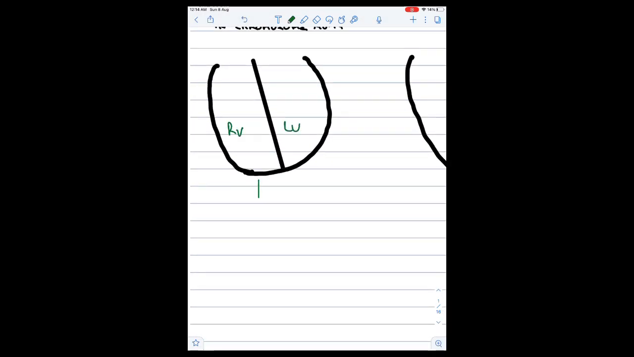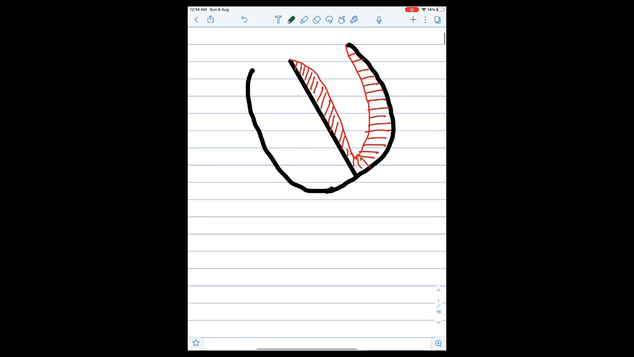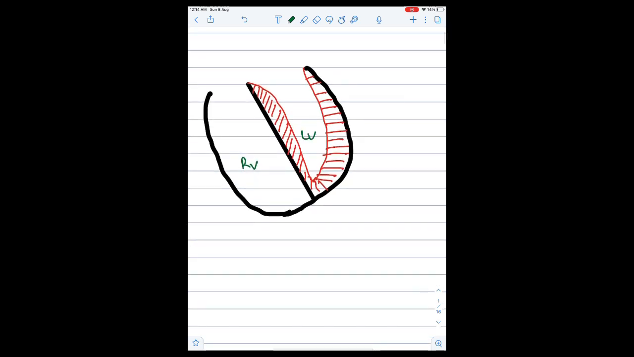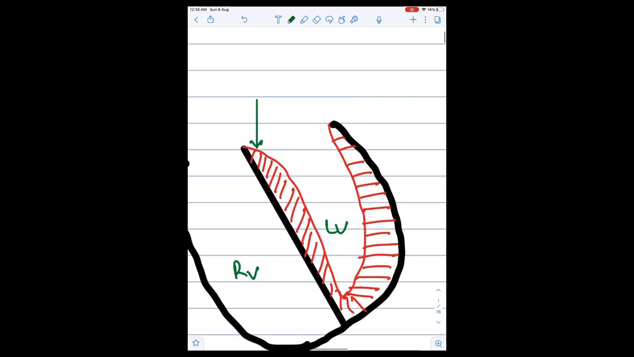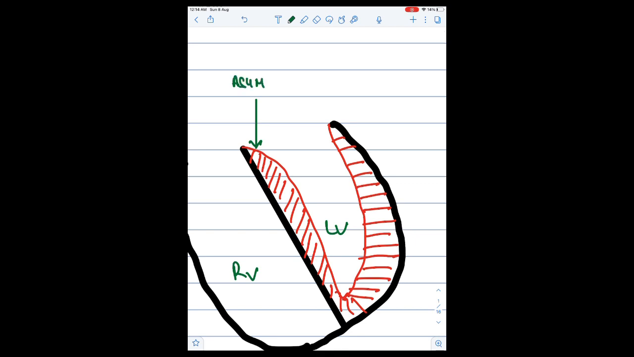This is the right ventricle, this is the left ventricle, in the normal individual. So in the normal individual, the heart is normal. But in the case of HCM, there is asymmetrical thickening of the interventricular septum. The septum which is present in between the ventricles is hypertrophied asymmetrically. So there is asymmetrical septal hypertrophy.